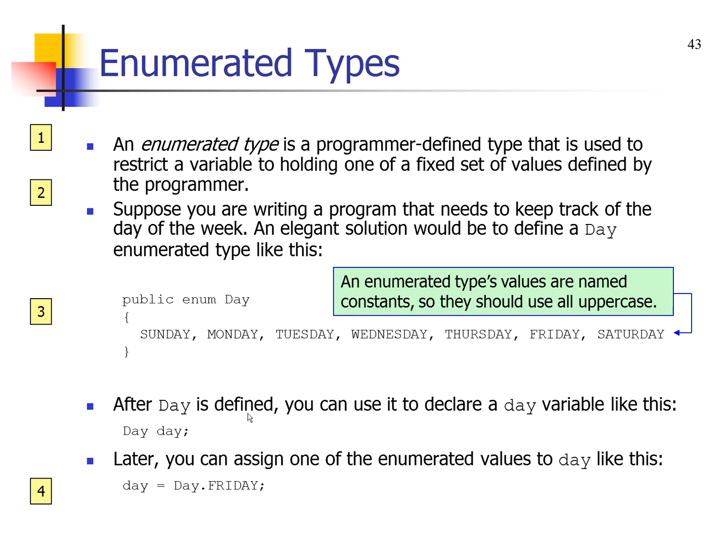Enumerated types. An enumerated type is a programmer-defined type that is used to restrict a variable to holding only a fixed set of values. Suppose you're working on a program that needs to keep track of the days of the week. An elegant solution would be to define a day enumerated type like this. And we can put in Sunday, Monday, Tuesday, Wednesday, Thursday, Friday, Saturday. Very easy to do.